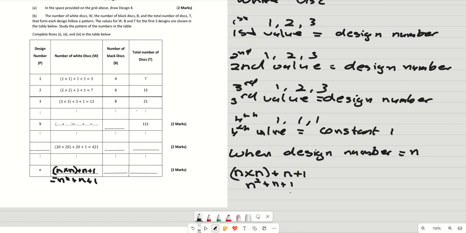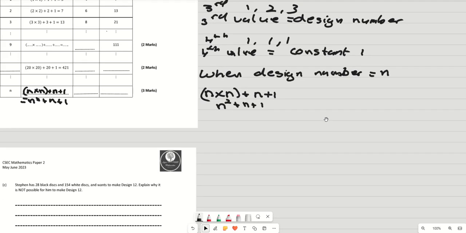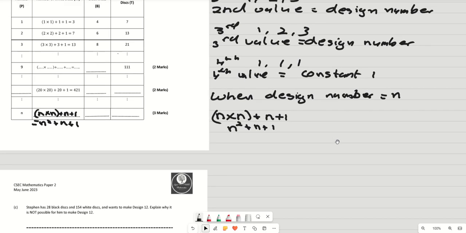And then let's do the number of black discs. Let's go to the side. Let's go down. So for the number of black, or B, if we look at the sequence, it's 4, 6, 8. Your first value is equal to 4. Your common difference is the difference between your second and your first, and then your third and your second.